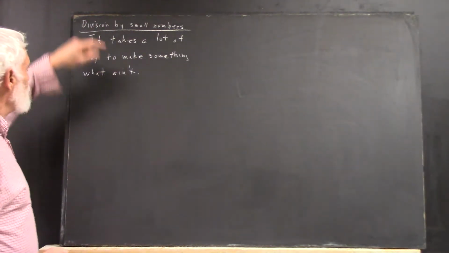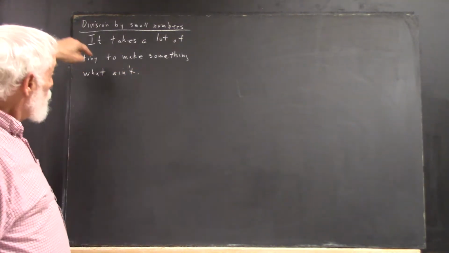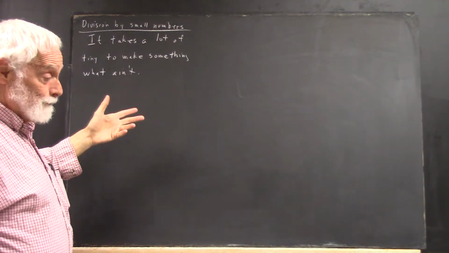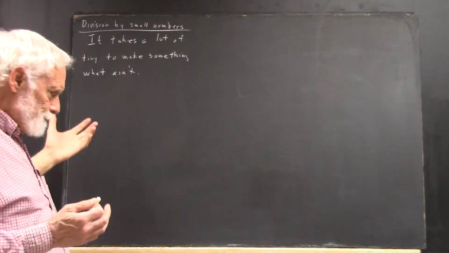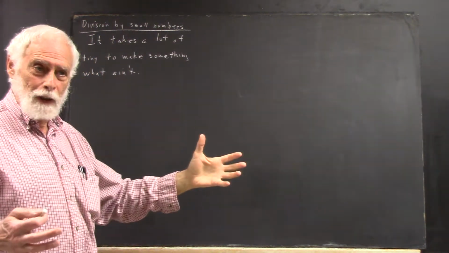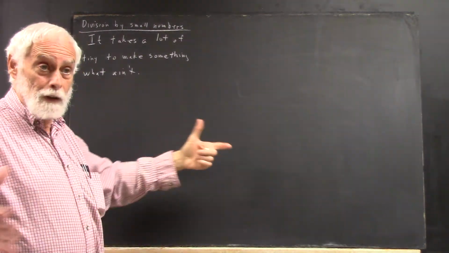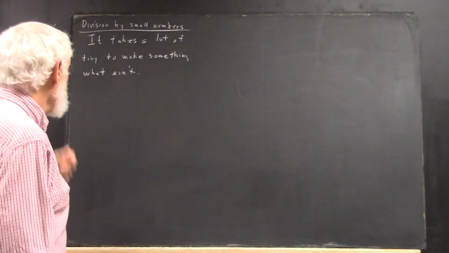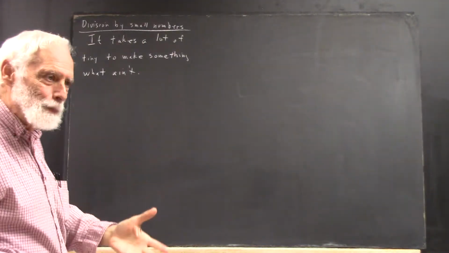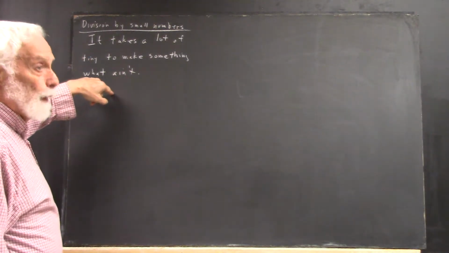Okay, so division by small numbers, and I say that the concept is it takes a whole lot of tiny to make something what ain't tiny. Okay? So you can think in terms of grains of sand and buckets of sand. It takes a lot of grains of sand to make a bucket of sand. Okay, billions is easy to come by when you're talking about that. It takes a lot of drops of water to make an ocean. Okay, it takes a lot of tiny to make something what ain't.